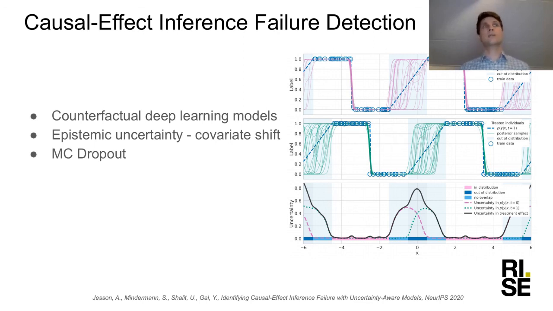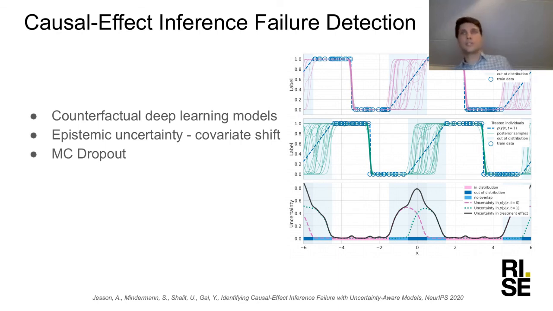So they train a network also with the Monte Carlo dropout to get some epistemic uncertainty and to detect the covariate shift in these networks. And I think this plot is for a toy data set where we have a one-dimensional input to demonstrate the different regions here. So the top line is, as I mentioned, untreated patients, the middle line is treated individuals, and the bottom line is the uncertainty in the model.